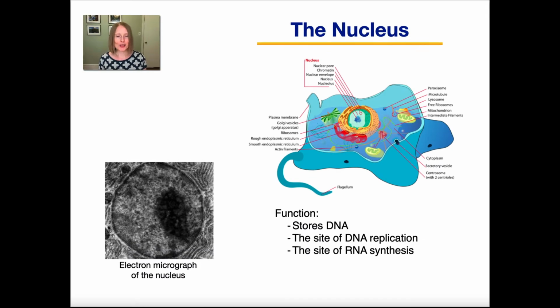So let's first start with the nucleus. The job of the nucleus is to store DNA and protect it. It is also the site of DNA replication, or the making of more DNA. When our cells are getting ready to divide to make two new cells, that DNA has to be copied. It is also the site where RNA is made, and you'll learn more about that later.